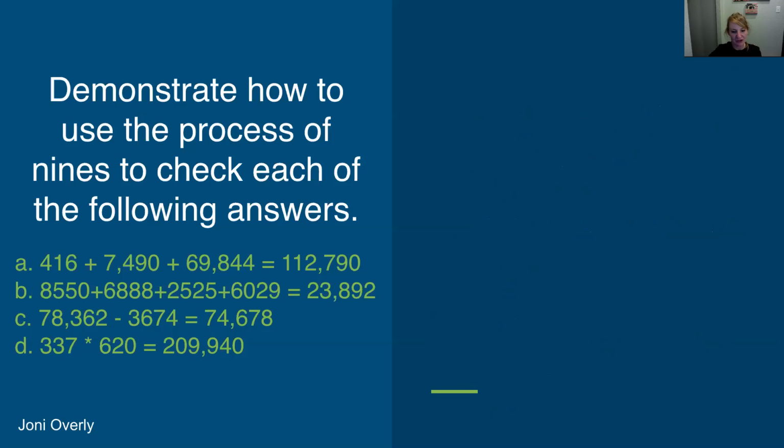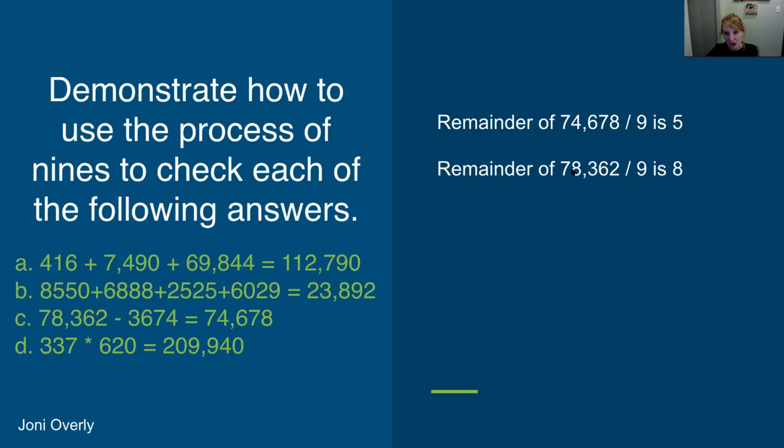Next, let's look at our problem C. So it's going to be a little bit different. It's going to be tricky. Remember the remainder of 74,678 divided by 9 is 5. Next, we're going to find the remainder of the two figures of the sum of those remainders.